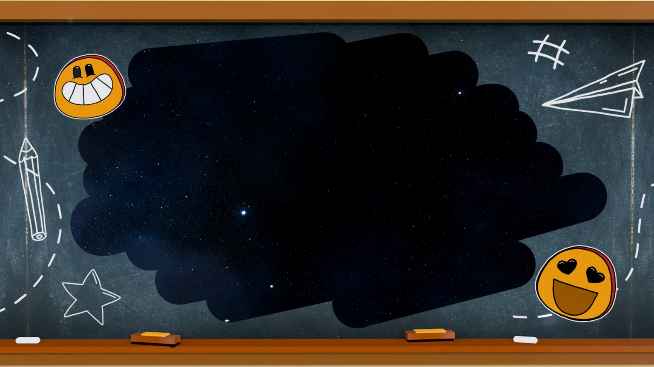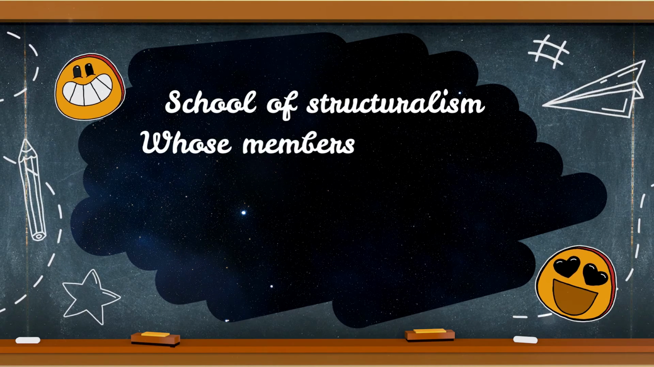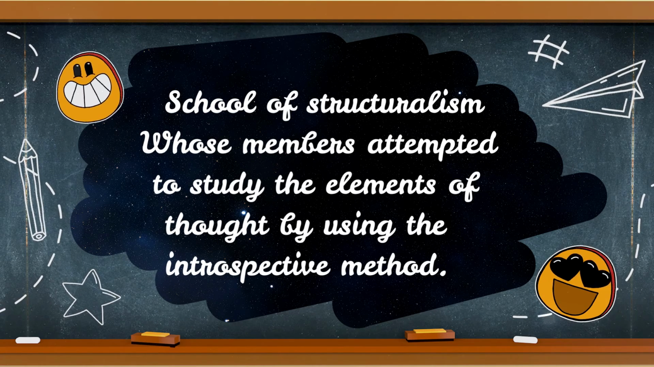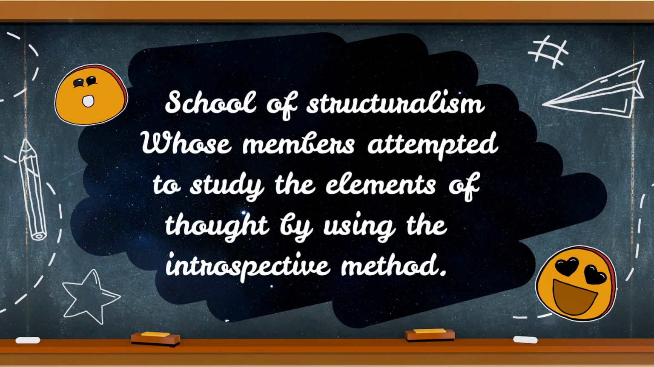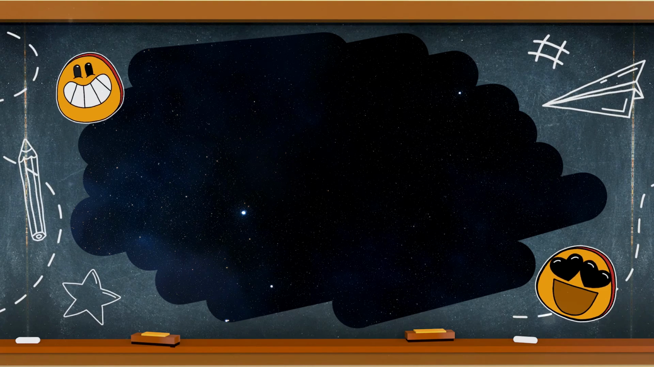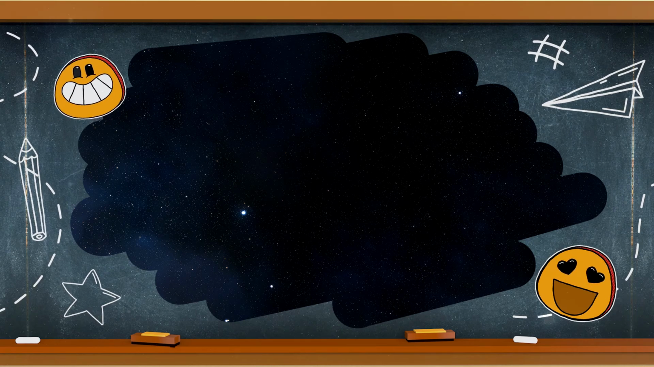One dead end may have been the entire school of structuralism, whose members attempted to study the elements of thought by using the introspective method. It is generally thought that the efforts of the structuralists, although extremely popular at the time, were sterile and unproductive. Yet it was important for psychology that such an effort was made, for we learned that such an approach led to little that was useful. This and other important lessons would be lost if the errors of the past were repeated because of a lack of historical information.